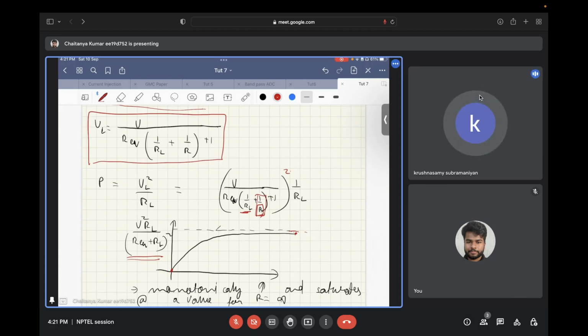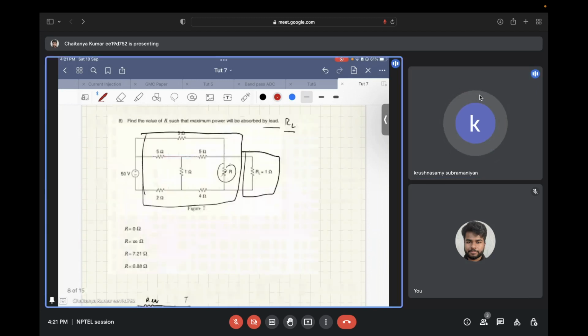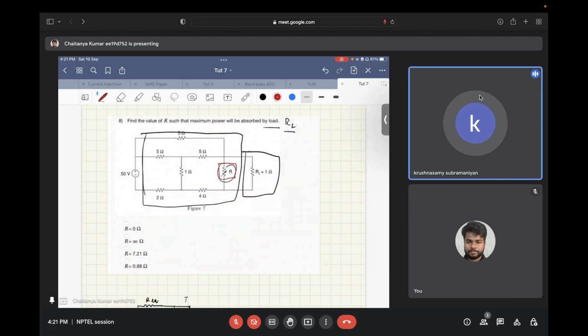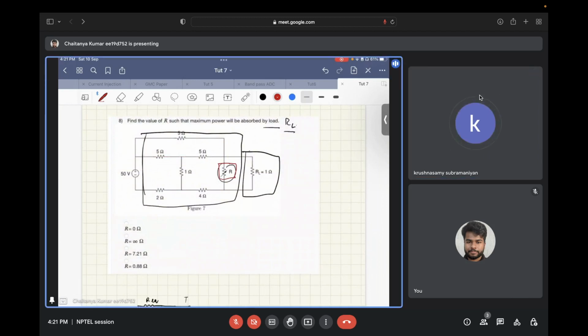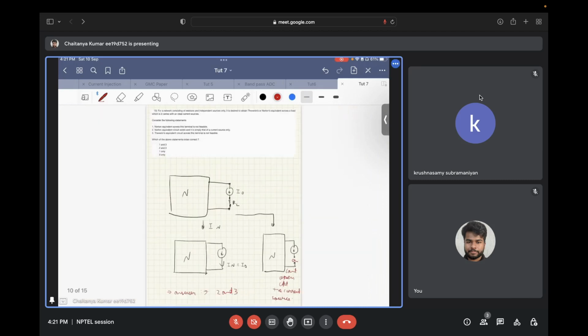Okay, sir, is it clear? Actually, yeah, it's clear now. I solved through the star delta conversion, and finally I reduced it. I got 0.88. That's why I asked. Yeah. That's what you are solving in that case, the maximum power delivered to this resistance. And what is asked in the question is the maximum power delivered to the load resistance. So let's move to the next question.